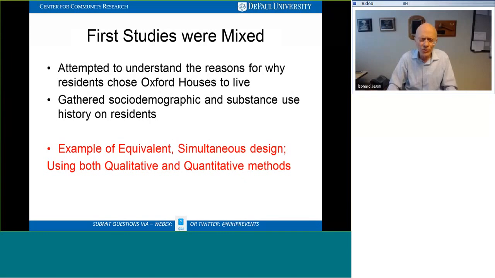So our first study was really a mixed study. It used the equivalent simultaneous design, which used both qualitative and quantitative methods. The qualitative methods were really trying to understand, why did people want to live in these Oxford houses? Why did they join them? And we really found it was a place that was safe, and it was a place that people could have fellowship with others. But we also had some quantitative questions. We wanted to find out the sociodemographics of these houses, which turned out to be very comparable to other treatment type settings. And also we found that the longer people lived in these houses, it seemed like the better outcomes in terms of abstinence.